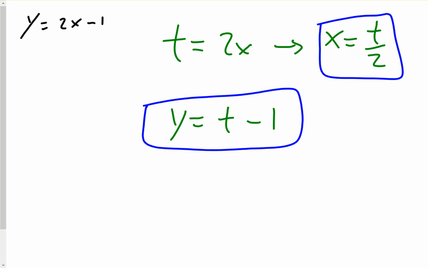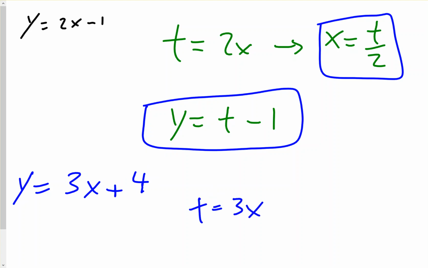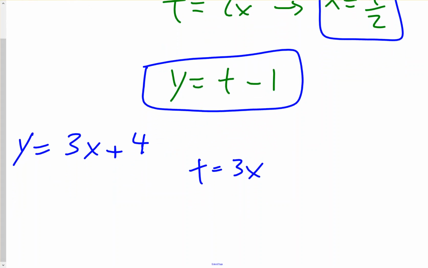Okay, let's try another one. y equals 3x plus 4. So again, we could do a similar approach. We could say that t equals 3x. So therefore, if we divide by 3, we would have x equal to t over 3. And then y would equal t plus 4.